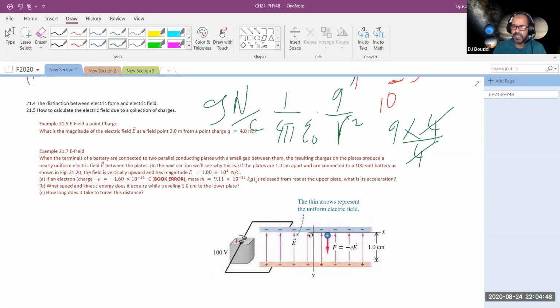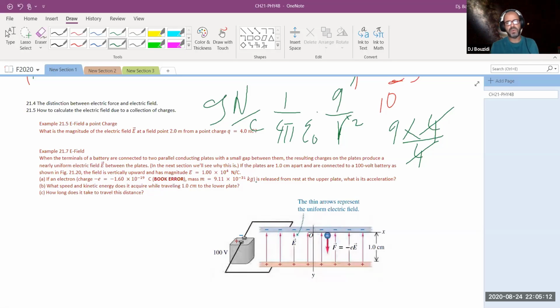Remember, the upper plate is negative and the electron is negative. So it's going to be repelled from the negative. The lower plate is positive and the electron is negative. So it's going to be pulled toward the positive plate. So the only motion for this electron is to go from top to bottom, basically coming down, okay? It's going to rain on the lower plate. It is released from the top. What is the acceleration? So we need to find E.